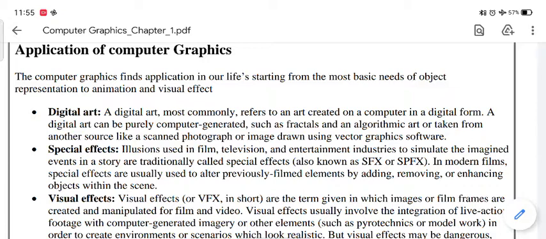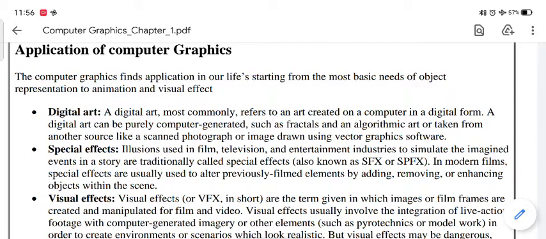So one by one, let us discuss some topics today. First topic is applications of computer graphics. Computer graphics is used to create lots of animations, lots of images and different kinds of things. What is the use, and what are the advantages of computer graphics? We are going to see wherever computer graphics has been applied or utilized today.